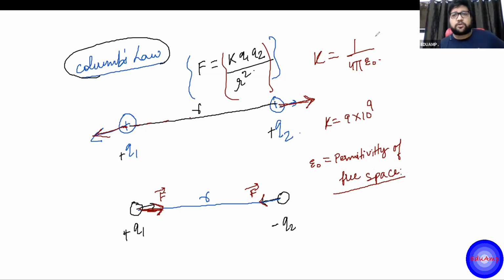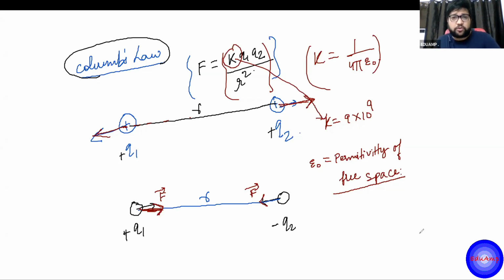Fine. So this is Coulomb's law. We have done this in standard 10th also, but still for revision: the magnitude of the force is given by K Q1 Q2 upon R square. The line of force is along the line connecting the two charges. Epsilon naught is the permittivity of free space. This constant K has this value. I hope this is clear about Coulomb's law.